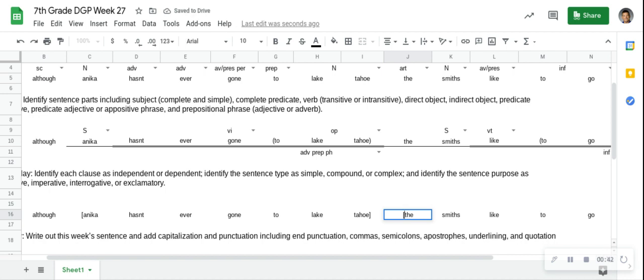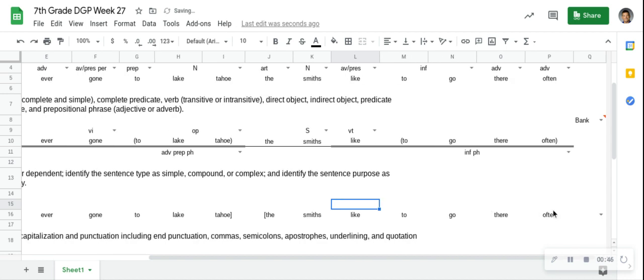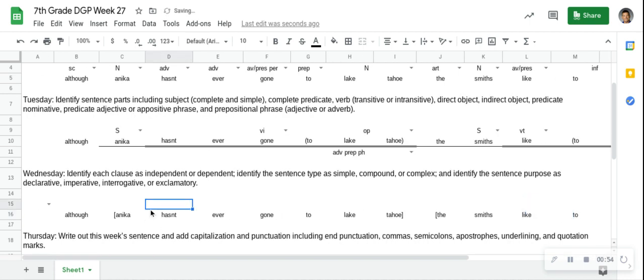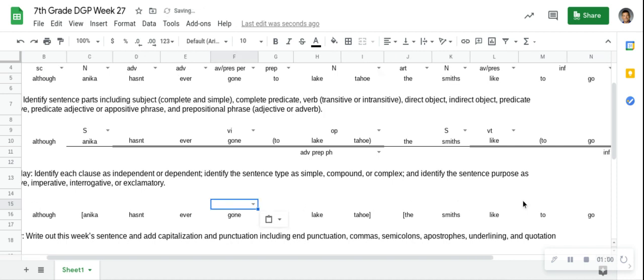Annika hasn't ever gone to Lake Tahoe. The Smiths like to go there often. Okay, those are your two clauses. Now remember, you want to take your clause box, copy and paste it. Copy, paste them over each clause.